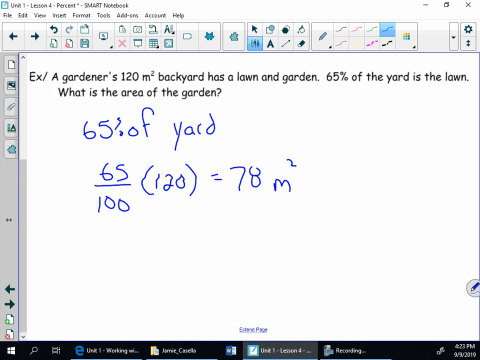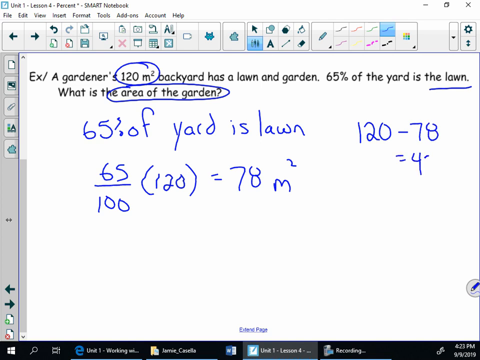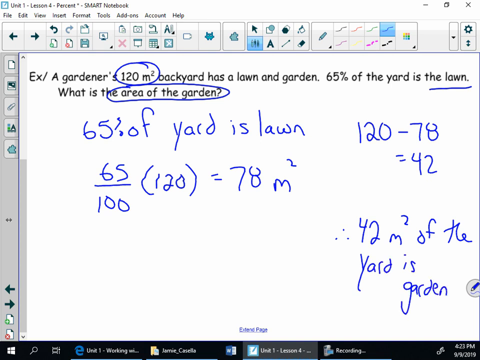Now be careful here. I kind of cheated. It says 65% of the yard is lawn. But I asked you to figure out the area of the garden. Well, if the yard is made up of lawn and garden, and the whole thing is 120, I've got to figure out the difference to figure out how much is garden, right? Okay, 42 meters squared of the yard is garden. I'm going to make sure our answer actually answers what's being asked of us. Okay, last one.